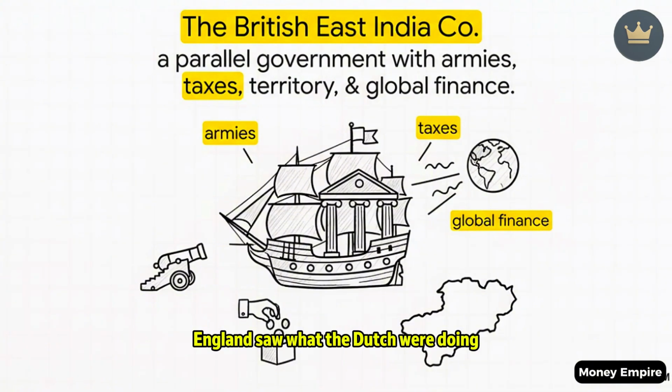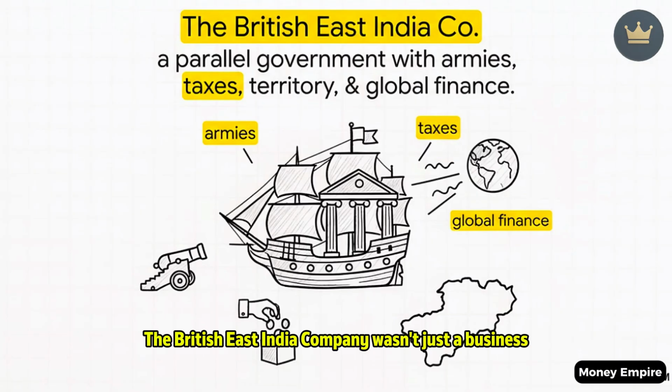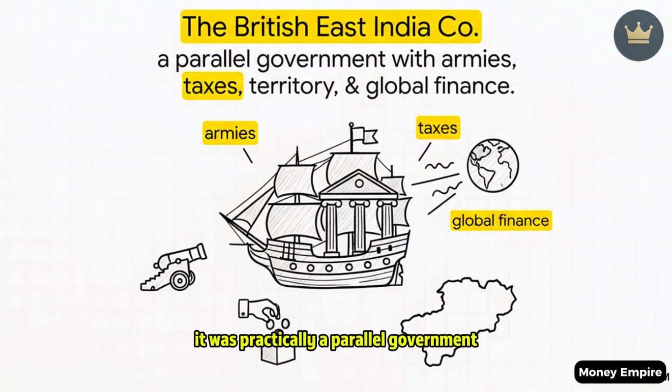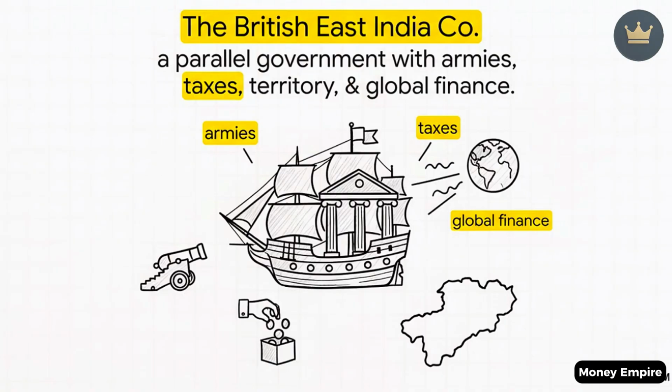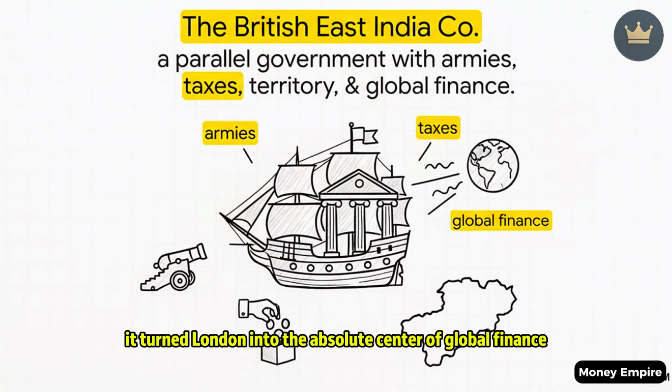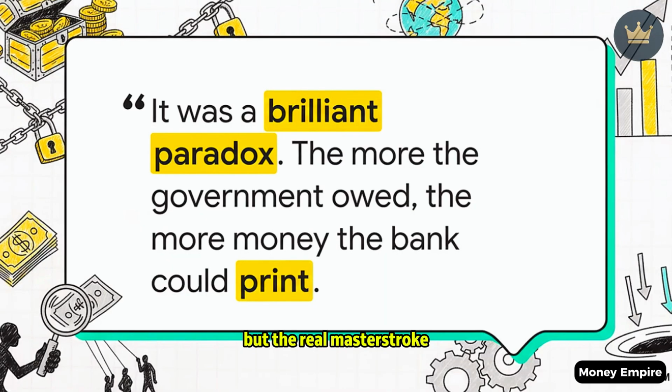England saw what the Dutch were doing and basically took it to the next level. The British East India Company wasn't just a business, it was practically a parallel government. It had its own armies, it collected its own taxes, and it ruled over huge territories. And in doing so, it turned London into the absolute center of global finance. But the real masterstroke, the financial checkmate, came in 1694 when the Bank of England was created.